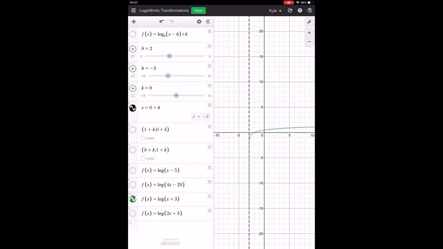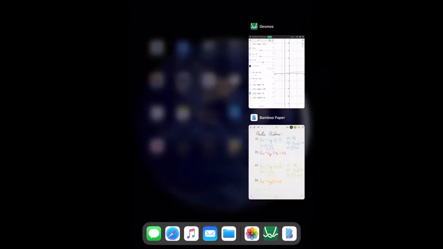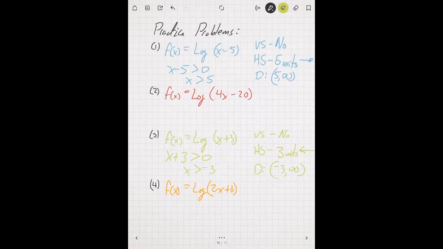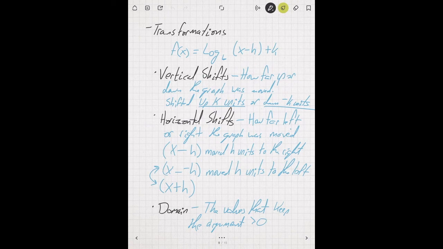So this is how we're affecting the domain. We're just sliding it around on the x-axis. Hopefully this is making sense to you. Hopefully you're getting a picture of what's going on. Something I really want to take a minute to highlight.